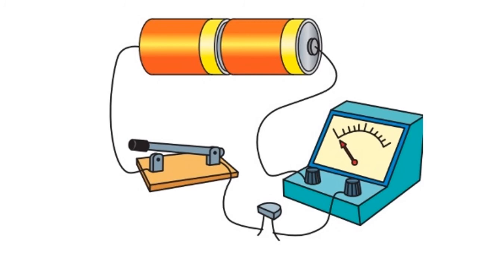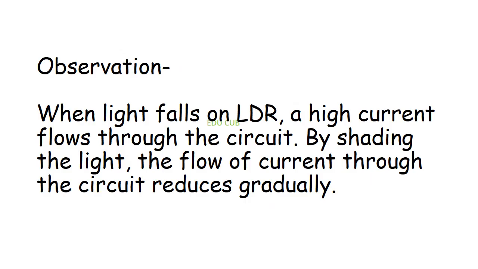Get the reading of the milliammeter. Then cover the LDR with your hand and get the reading again. Repeat the experiment using an LED instead of the milliammeter. Conduct a discussion about the observation. It is necessary to fix the positive terminal and negative terminal of the LED correctly. Let's see what the observation is here.